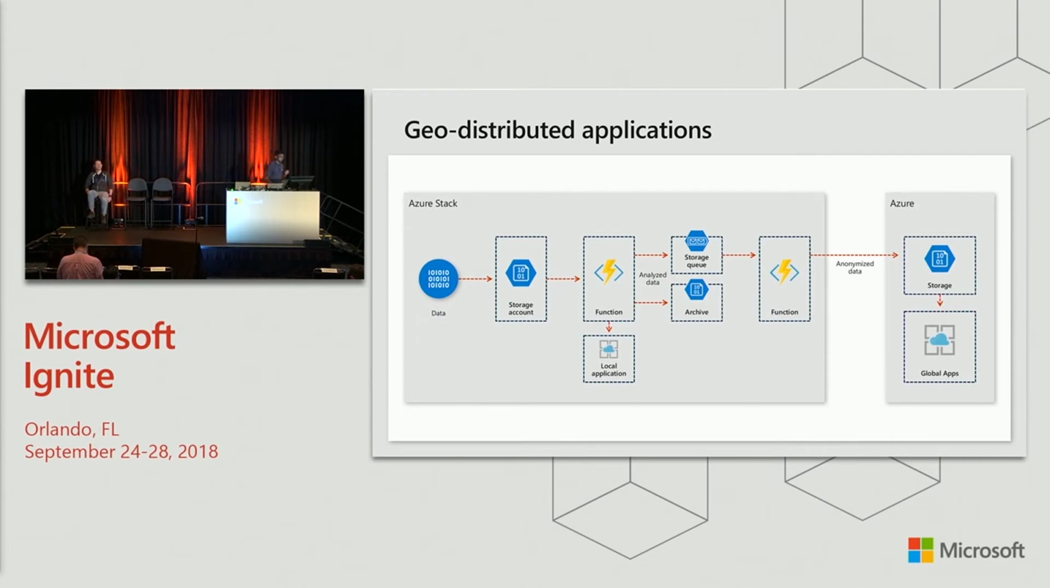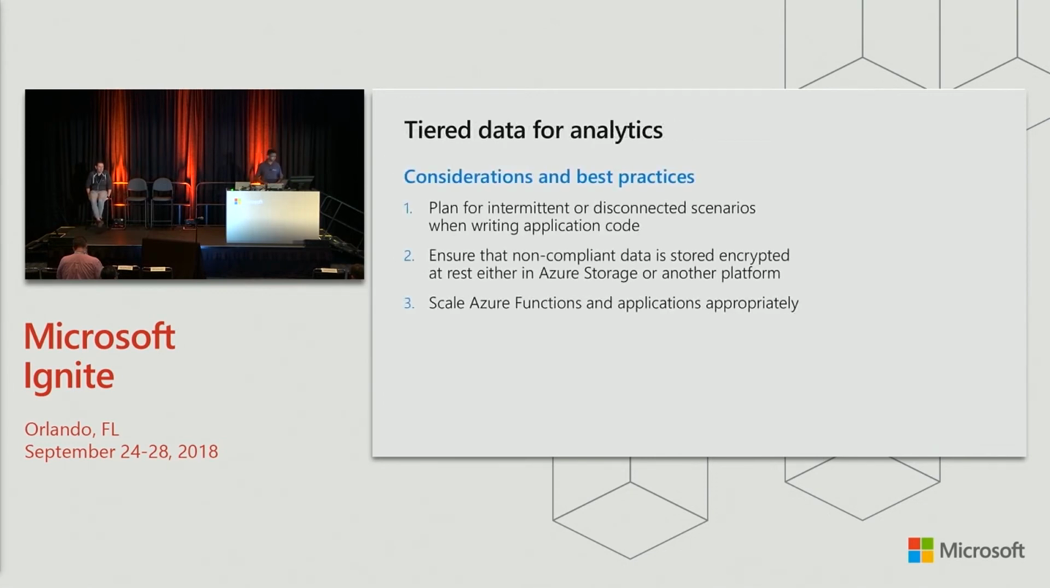Again, how we built it. There's just a number of storage accounts, some for archival, some for anomalies, some for processing. There's functions that strip out, analyze, and collect the data. And then a couple of applications that display local and global insights. Some best practices. Plan for intermittent or disconnected scenarios. Make sure that your function knows, hey, if I can't access the internet now, can I do it later? Ensure that non-compliant data is stored encrypted at rest, because you want to make sure that you're not breaking any regulations. And scale your Azure functions and applications appropriately to handle the throughput.